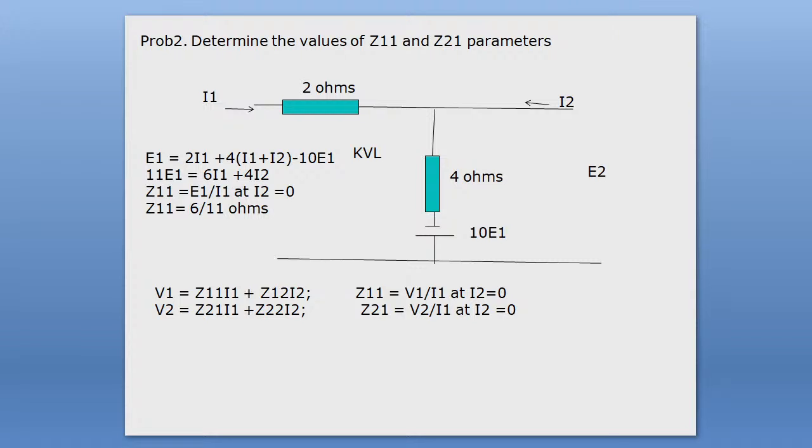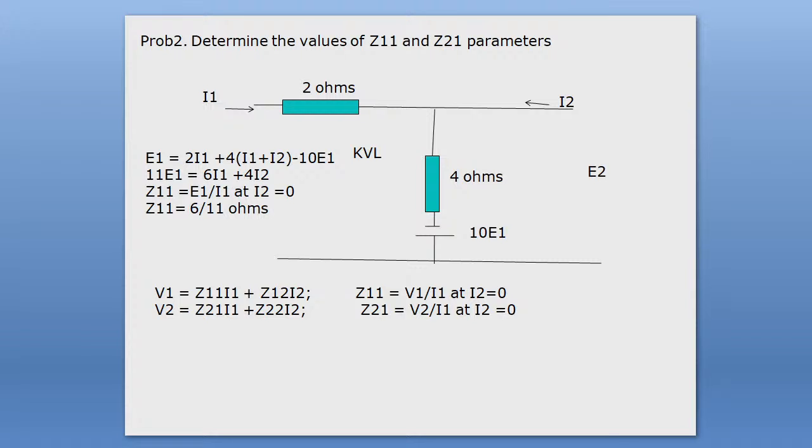Nivedita got 6 by 11 ohm, right Nivedita? Now you calculate the value of the Z21 parameter. Z21 equals V2 by I1 with I2 equal to 0. You solve it.